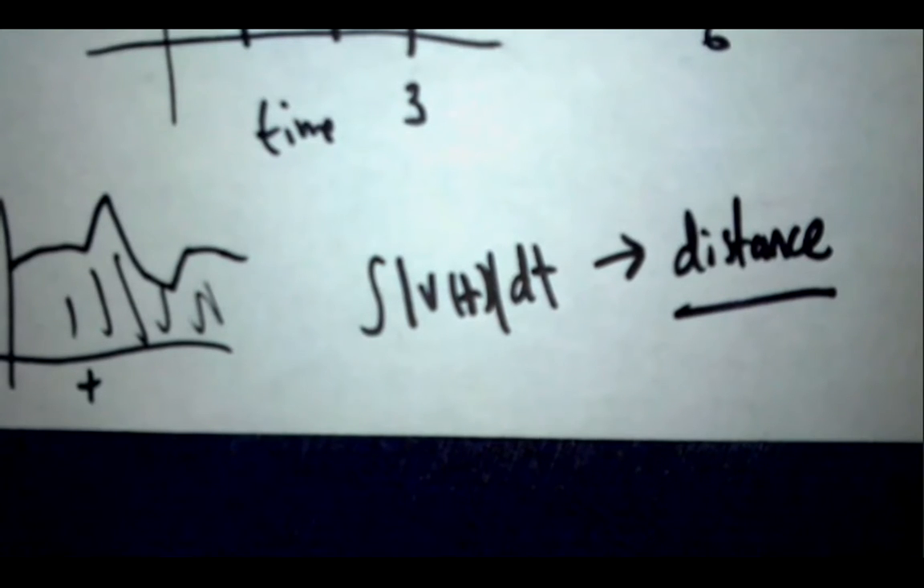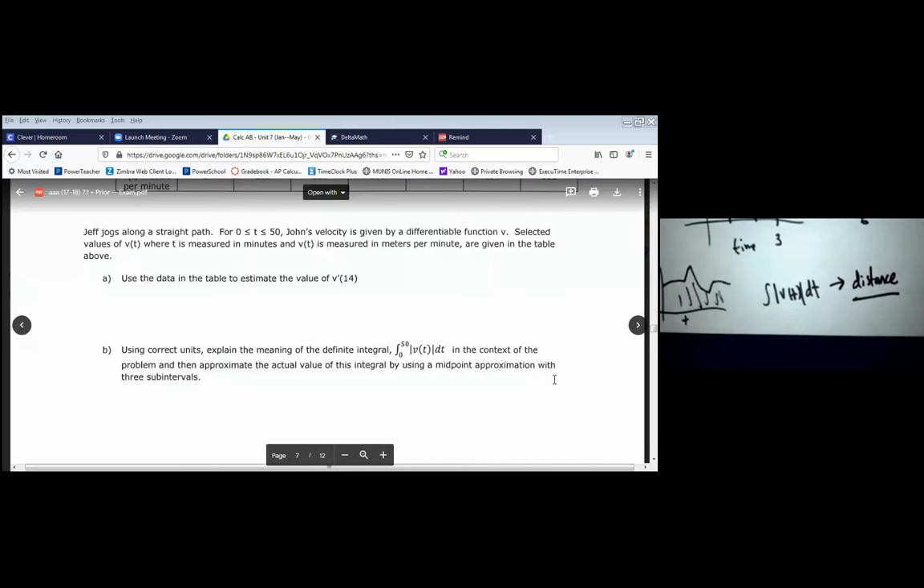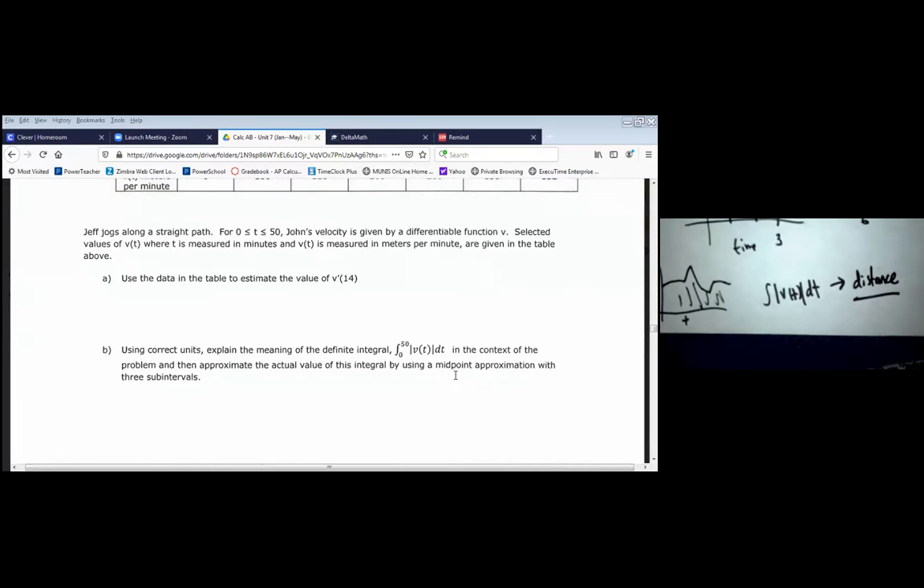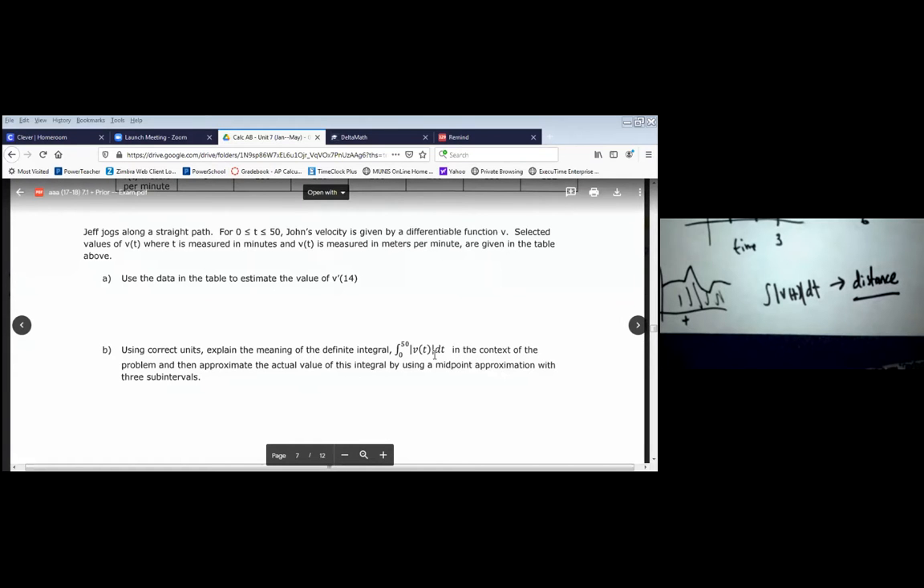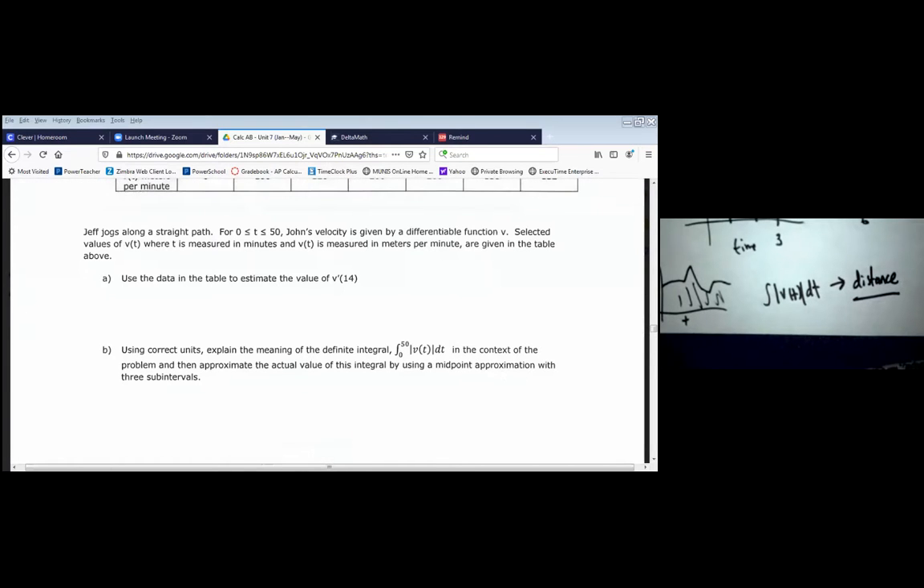All right, back to the screen. In context of the problem, and then approximate the value using, this one says midpoint. Go ahead and scratch out midpoint. They don't ask you that on the AP exam. I think I made this problem up like 5 years ago and did not realize at that time that they didn't test midpoint. So call this a left-hand approximation. Do a left-hand approximation to estimate this, which you now know stands for the total distance traveled.